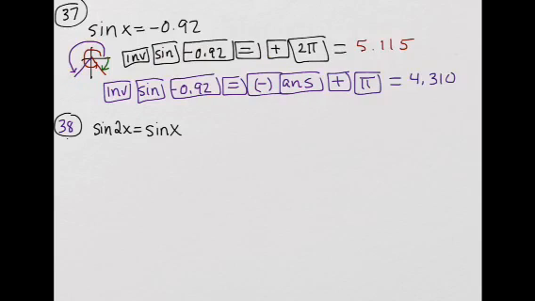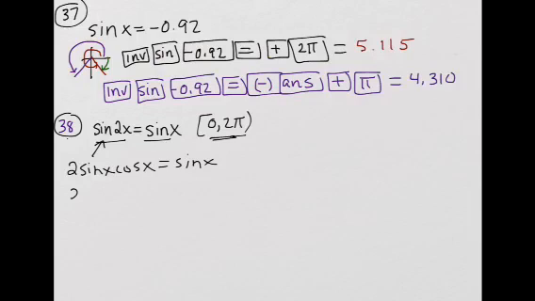Okay, so for number 38, they did give you the interval 0 to 2 pi, so we're not going to give the general solution for this one. We're going to give answers that are only inside this domain. Because these are not like terms, we cannot combine them, but I know we have a formula for sine 2x, which is 2 sine x cosine x equals sine x. Subtract sine x from both sides, so 2 sine x cosine x minus sine x equals 0. Now notice how they both have sine as a common factor, so we're going to factor that out.